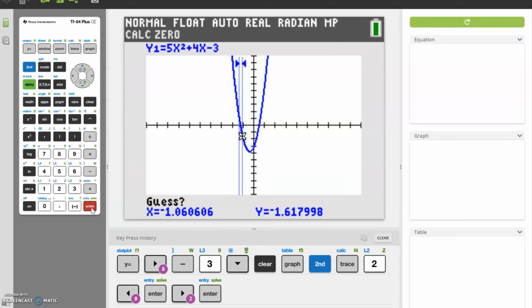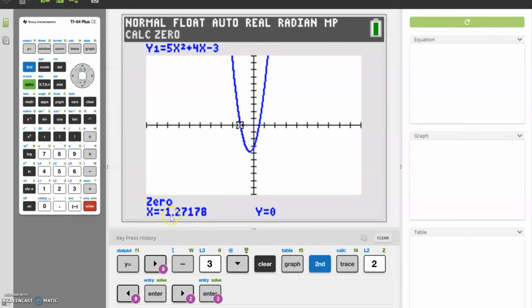Essentially that third question is still, do you want me to guess where this x-intercept is? It's going to pinch the 2 boundaries that you created, and it's going to look for where your curve is crossing the x-axis. So we hit enter, and look, there is our same solution. We get our -1.27178. What I want you to be aware of is that you have 2 different approaches that will help you arrive at the same solutions.